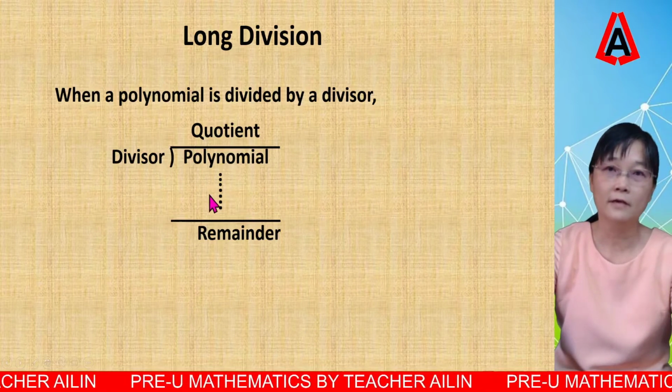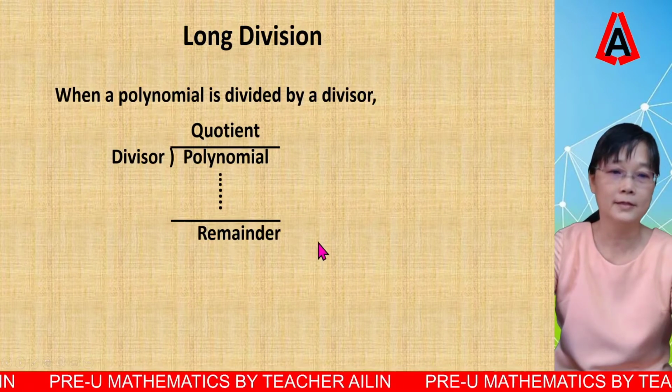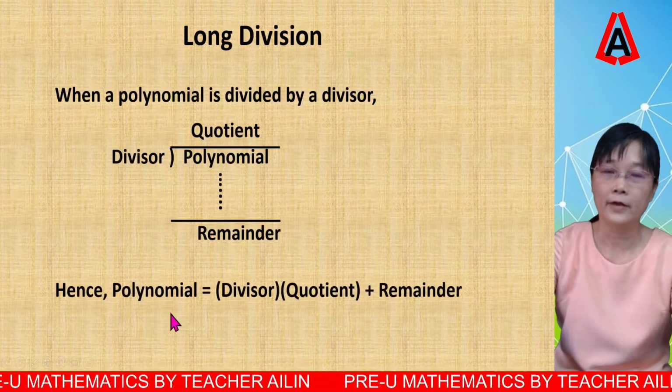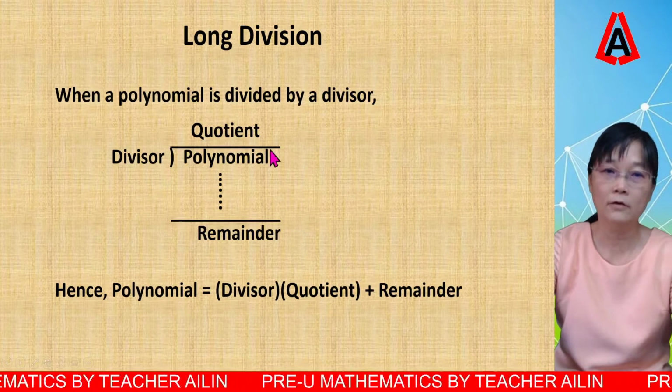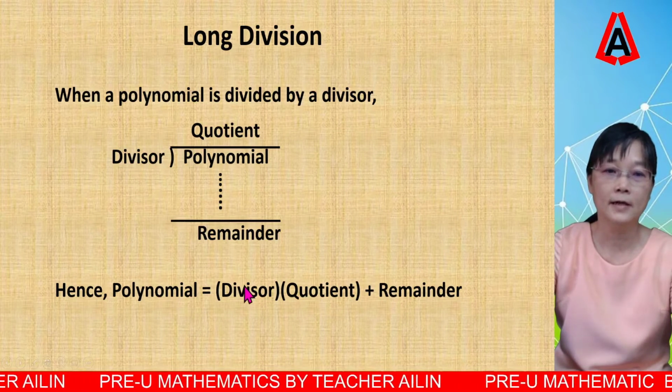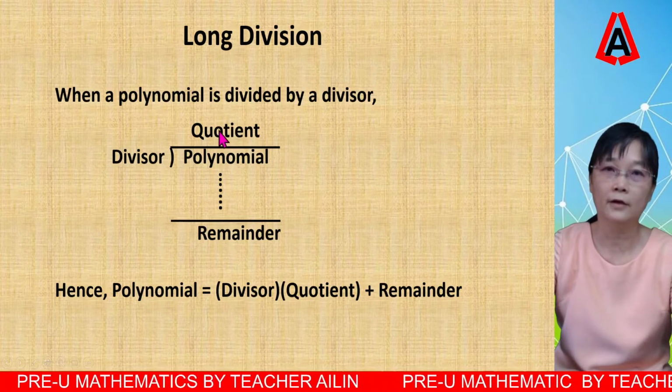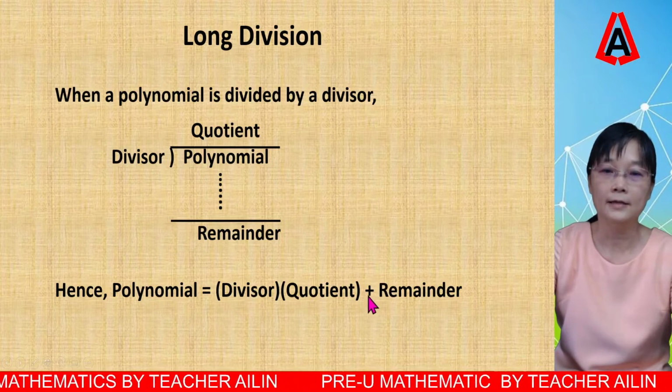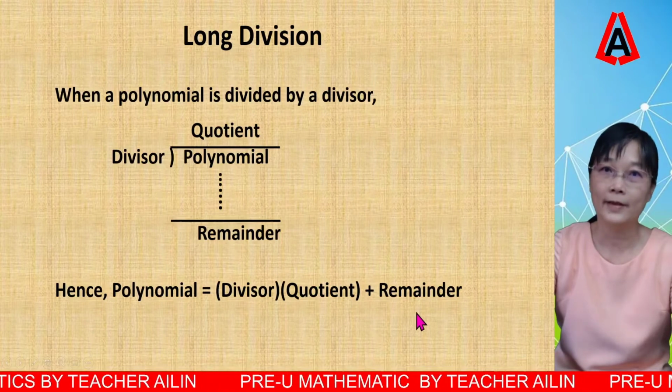Based on the result of the long division method, now we can write down that the polynomial is equal to the divisor multiplied with the quotient, plus the remainder.